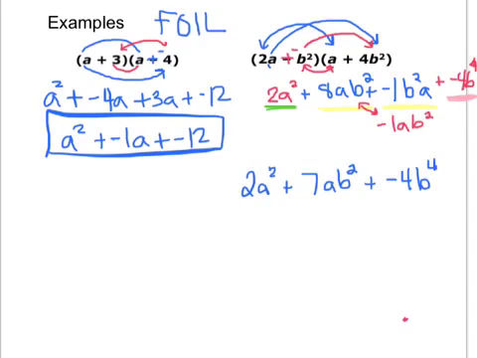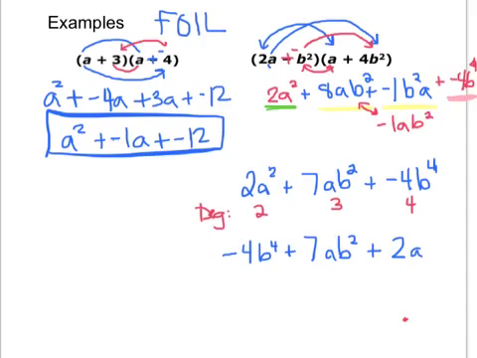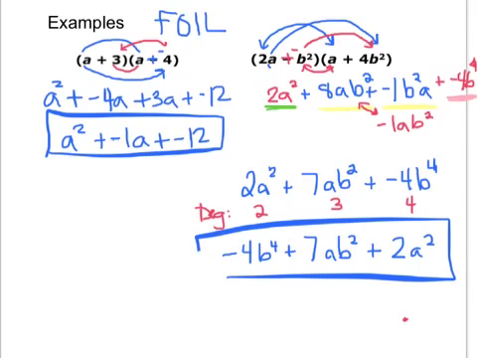Now remember, our standard form of polynomials tells us that the highest degree goes first. So the first term has a degree of 2, this has a degree of 3, and this has a degree of 4. So we have to write that in that order. So negative 4b to the fourth plus, not 2, because our next one is the degree 3, so 7ab to the second plus 2a to the second power. And then that's our final answer.